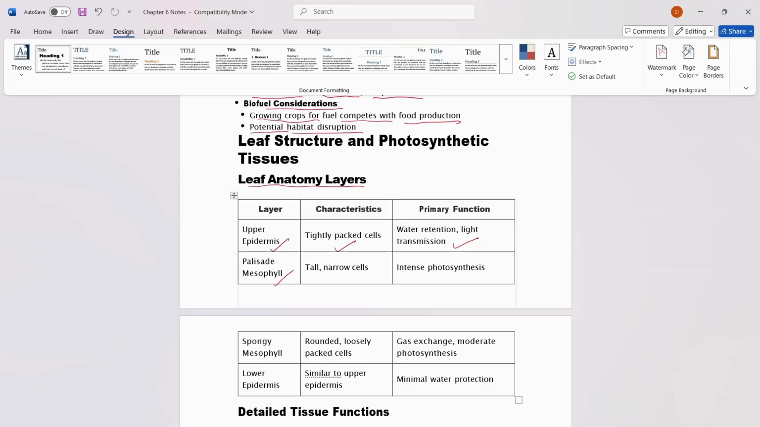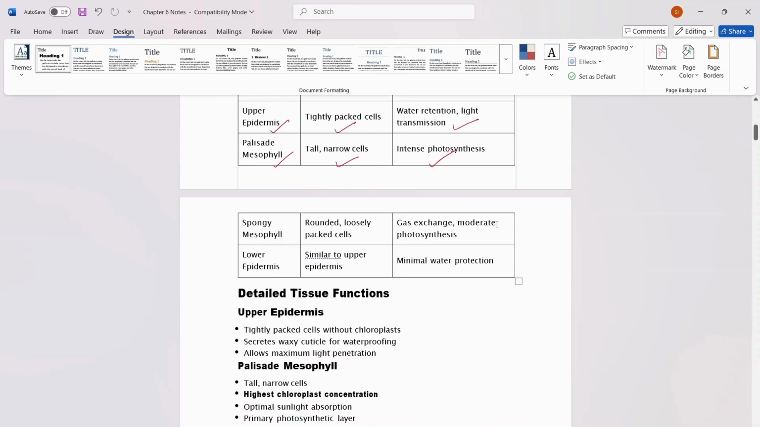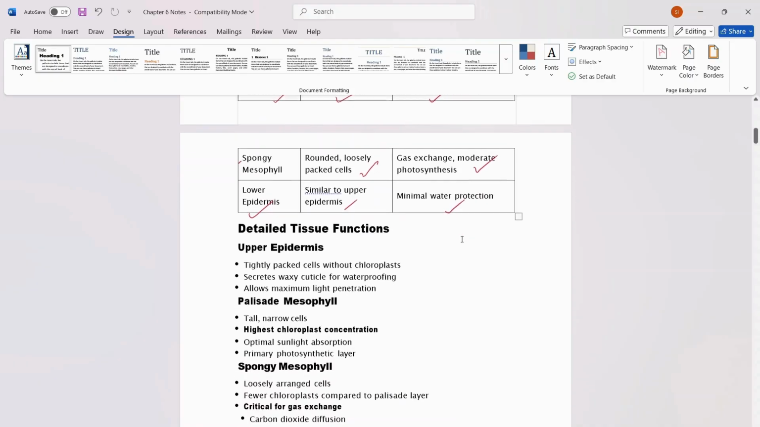Next layer we have palisade mesophyll. The characteristic of these cells is that they are tall as well as narrow. Its primary function is intense photosynthesis. Next we have spongy mesophyll: rounded, loosely packed cells, with gas exchange and moderate photosynthesis as their function. The lower epidermis is similar to the upper epidermis, and its function is minimal water protection.